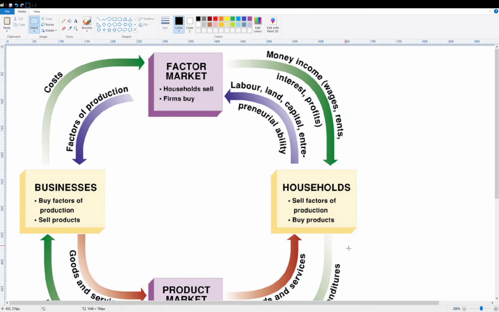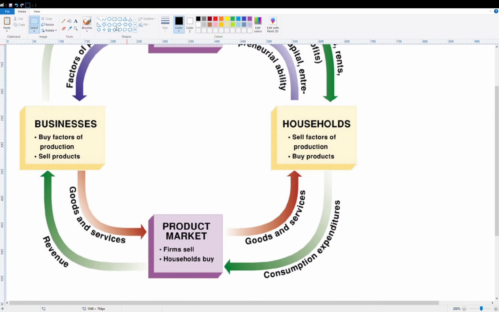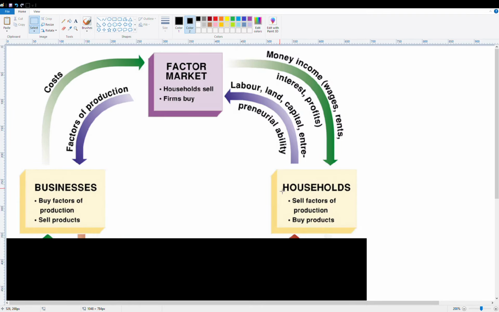For that, we're only going to focus on this half. For now, you can forget about this part. So the factor market: when a business asks for labor, they're asking for workers. And who supplies the workers? The households do. You and me, we go and work in McDonald's if we get anything less than a 1600 on our SAT. Simple, okay?